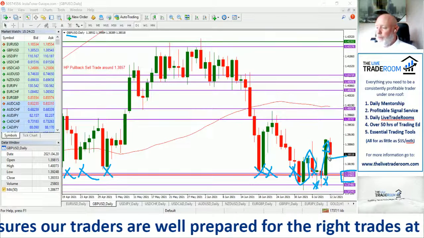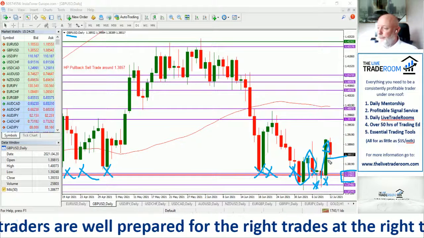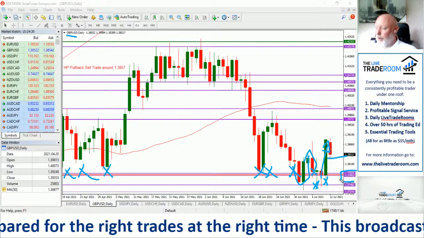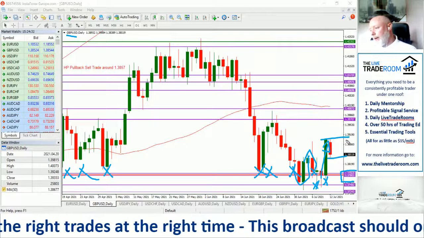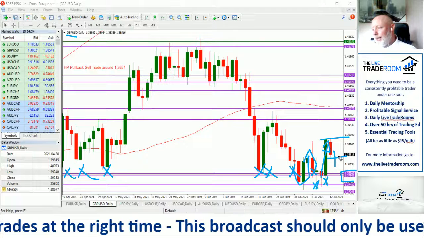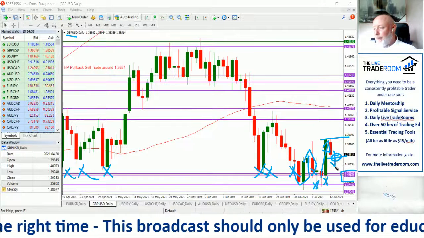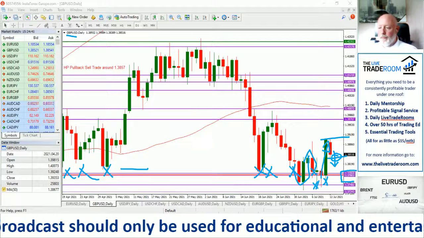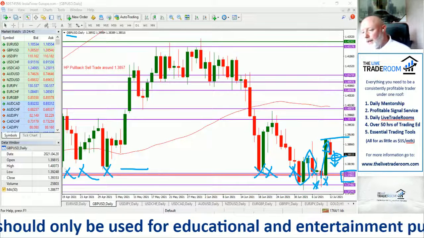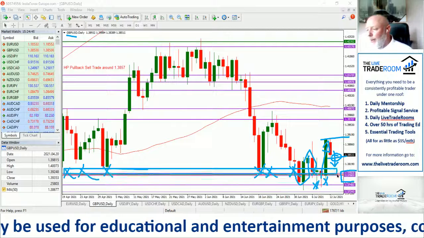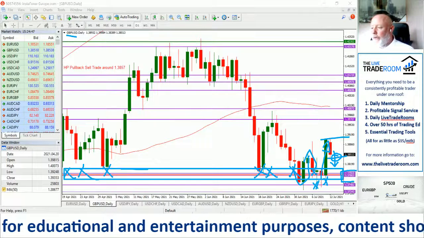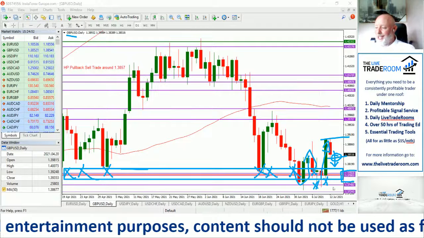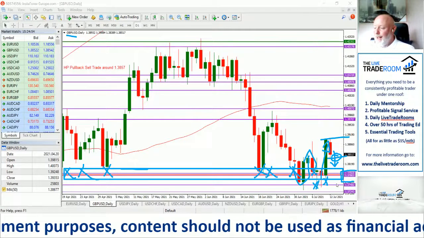So if we apply the same logic to the pound dollar as we did to the euro dollar just now, then what that means is we're actually selling a market above a very, very important level. This to us is a very, very important level of support if prices are above it, and resistance if prices are below it.